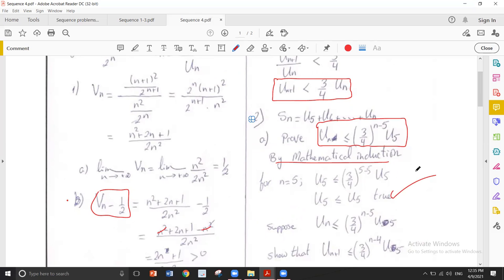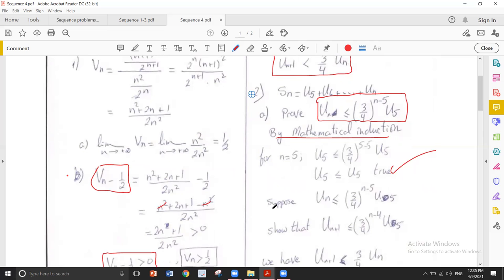So mathematical induction has 3 steps. First step, I prove this. It is not less than, it is equal. It is not less and equal, it is less or equal. u5 is equal to u5.